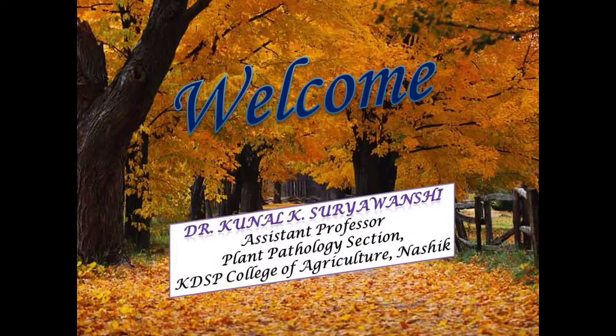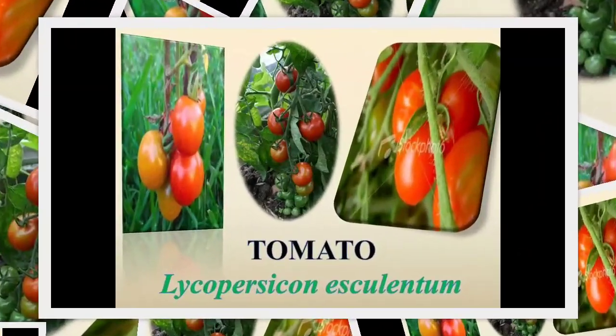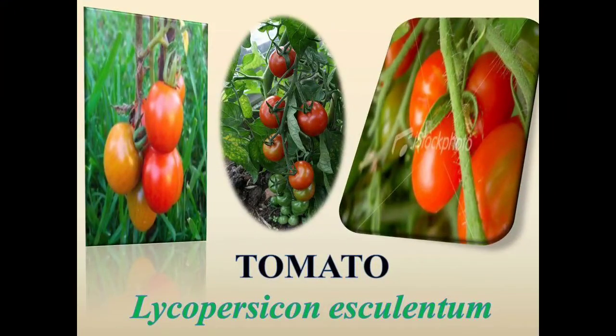Hello friends, today we are going to see the diseases of tomato. In tomato, there are damping off, wilt, early blight, late blight, buckeye rot, leaf curl, and mosaic. These are major diseases that we are now going to study.